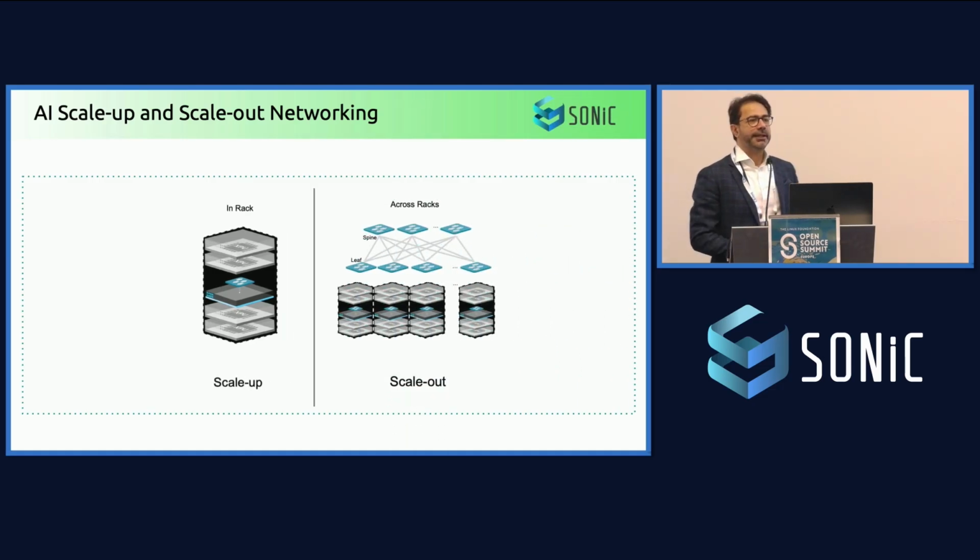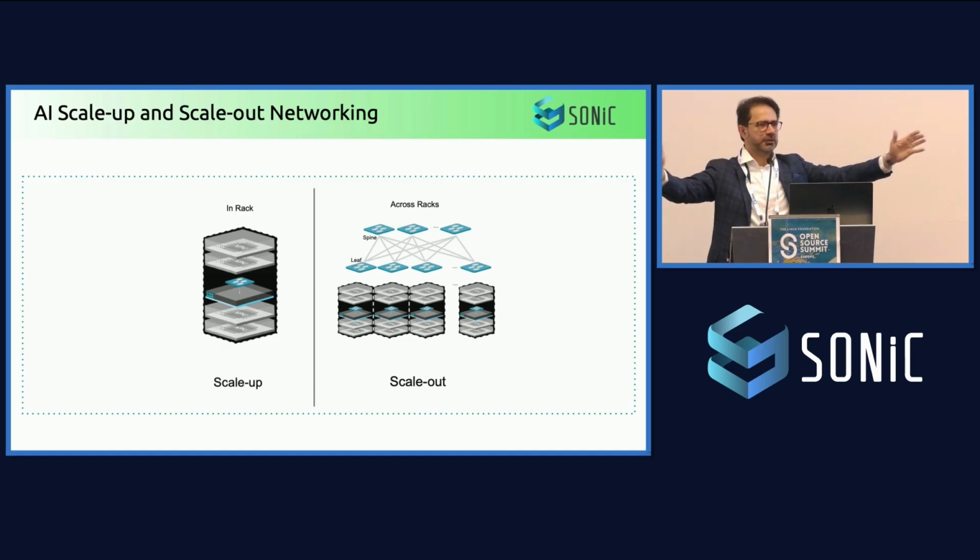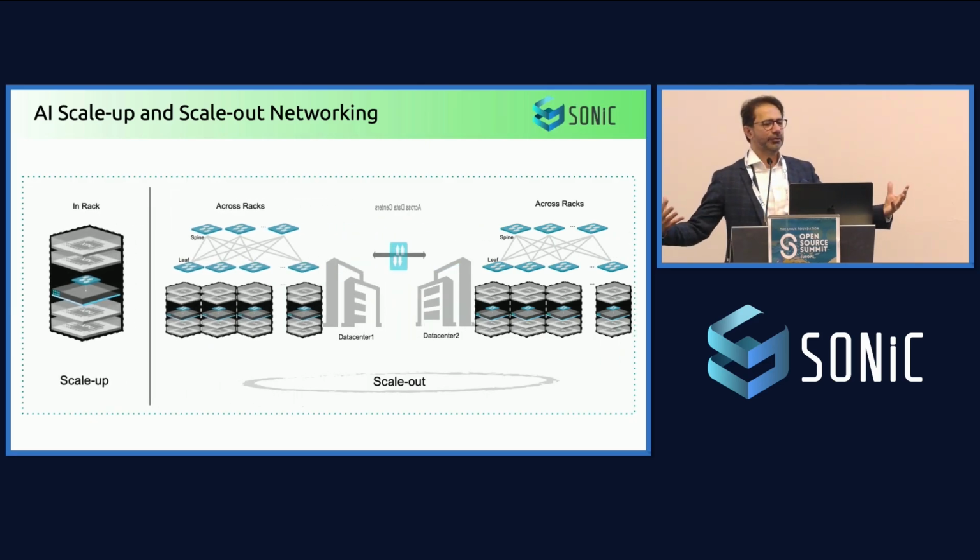The other part of the backend network is called scale-out fabric. This is a network which is connecting GPUs between different racks, different servers. Scale-out network is where we have been playing for a long time, and that will be the main focus of my presentation today. But there is another area as well, and that is inter-DC. So scale-out can be within a data center, or between data centers.